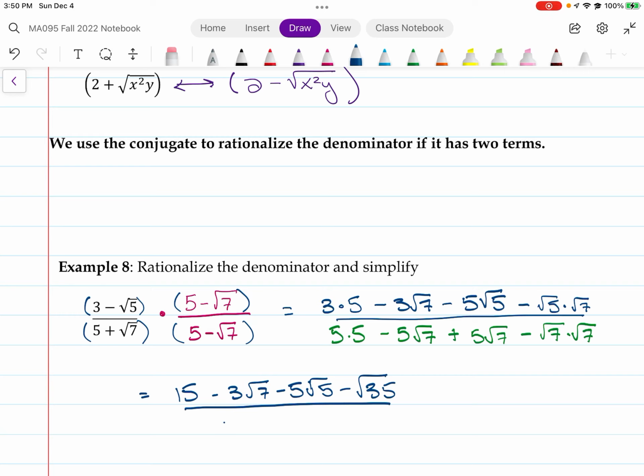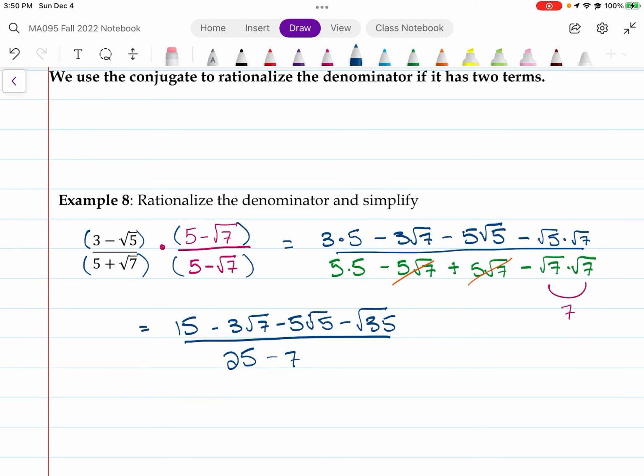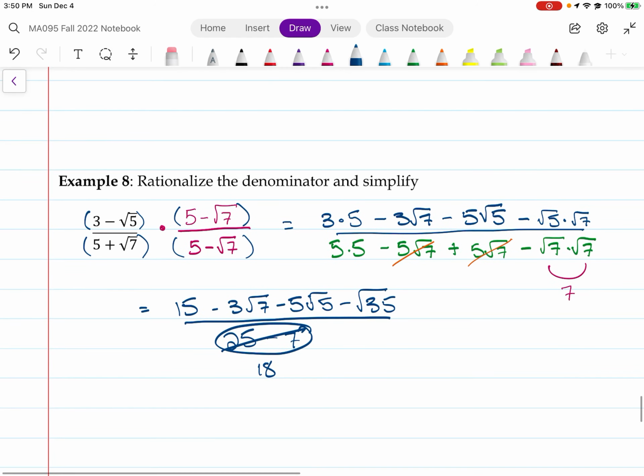All right, on the bottom, I've got 25, and then these go away. Minus 5 square root of 7 plus 5 square root of 7, and then minus 49. All right, 25 minus 49. Sorry, not 49. I think I'm getting tired. It is not 49. What is it? Square root of 7 times square root of 7 becomes square root of 49, which is 7, right? So 25 minus 7. All right, so 25 minus 7, this right here becomes 18. I'm not going to rewrite the whole thing. All right.